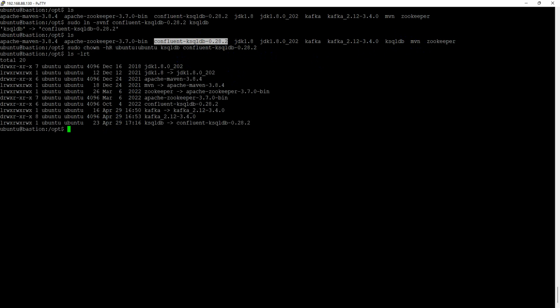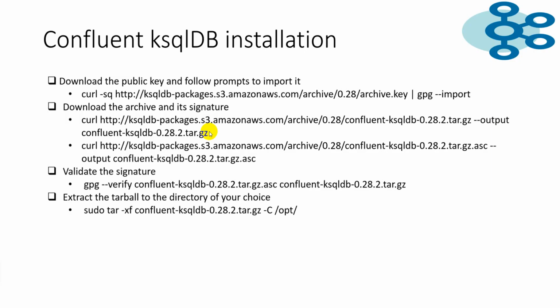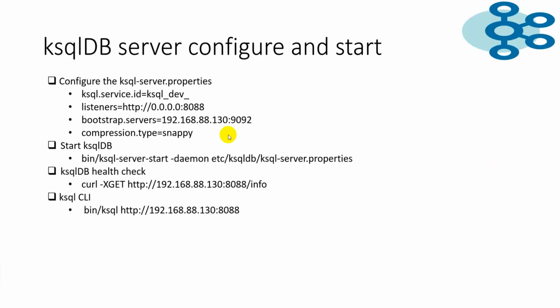Next, we need to do some configuration here. We need to update the ksql server properties. We should specify the ksql service ID, which is the unique name and unique ID of the cluster. And we also need to specify the listener port, and specify which Kafka cluster we want to connect to. Right? It's pretty easy.